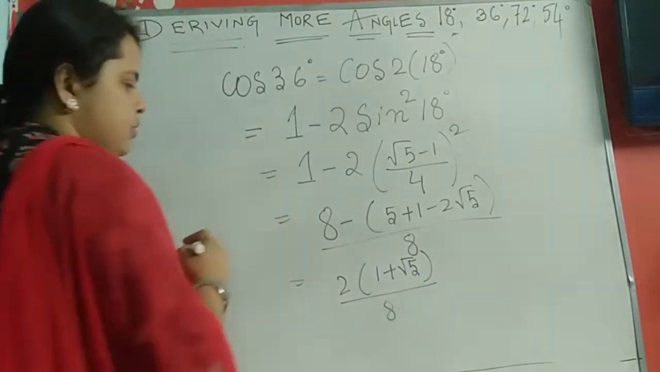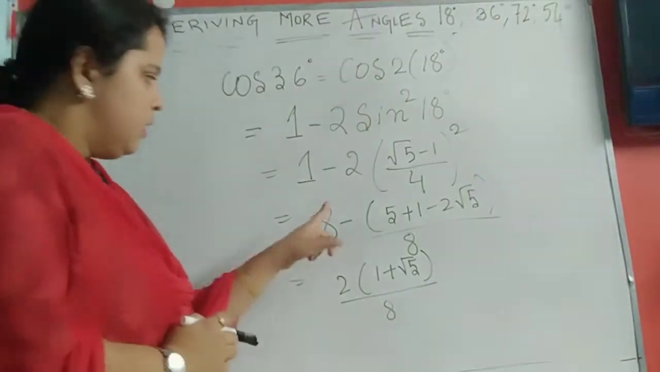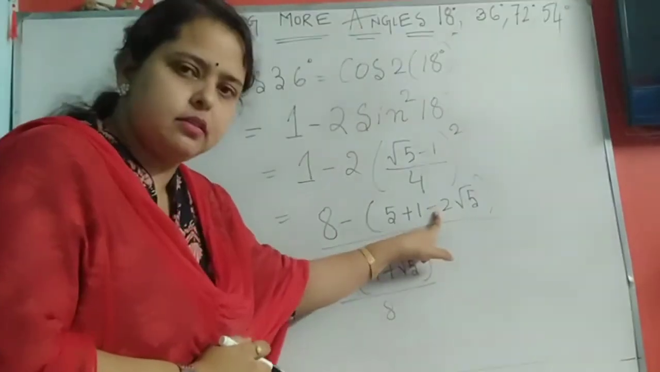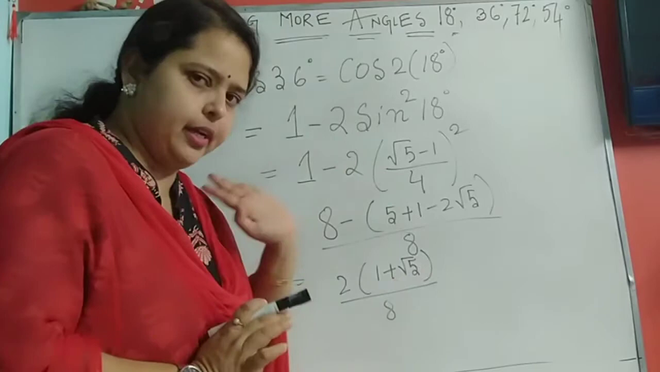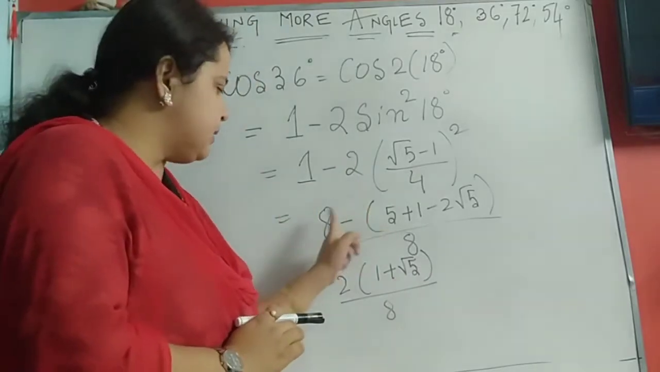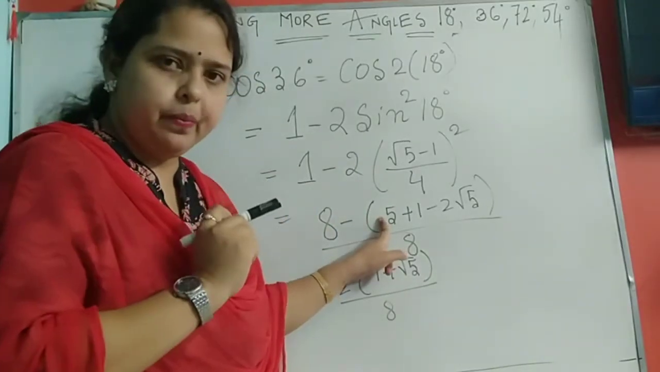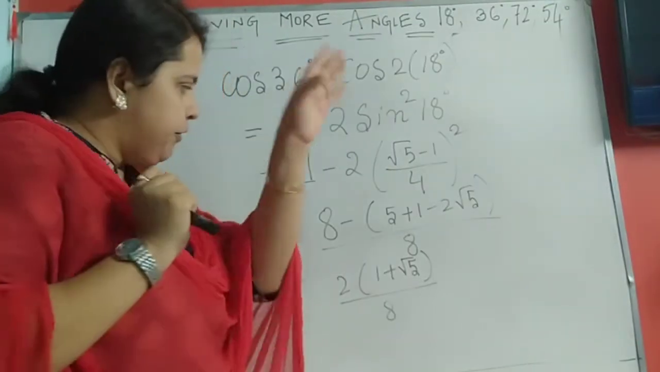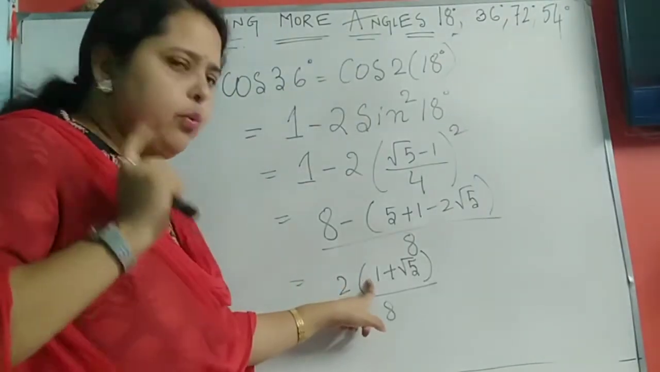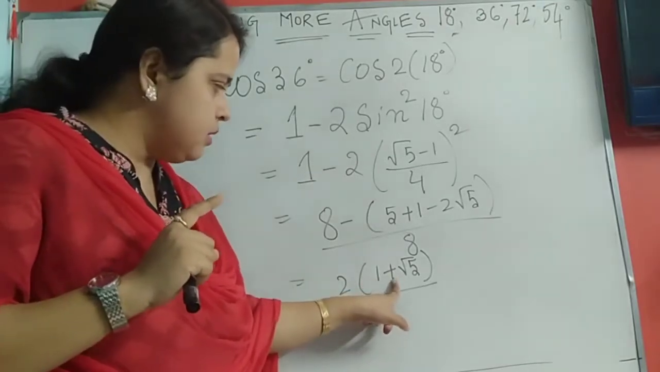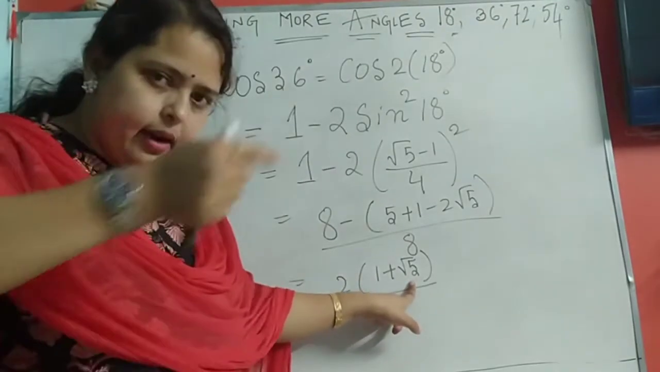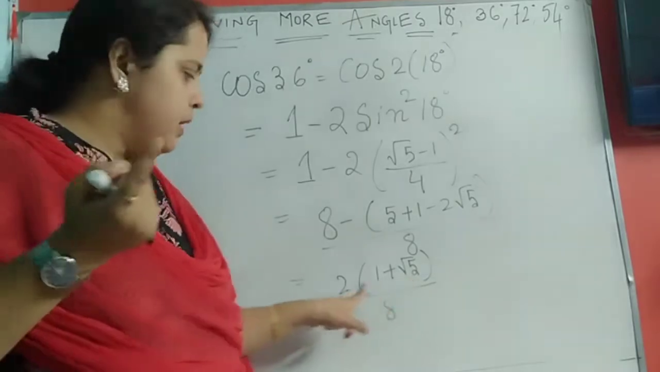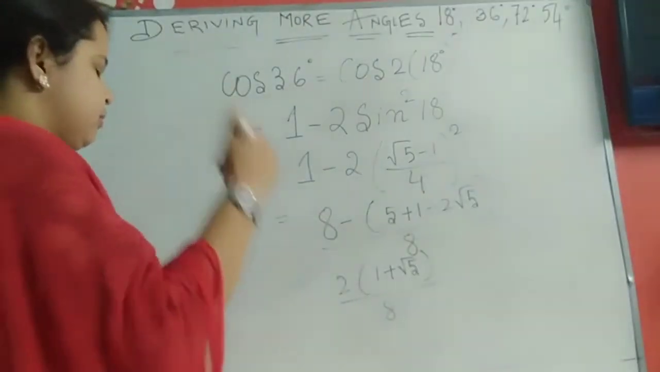See what I am trying to do here. This minus minus will become plus. So 2 root 5. Okay. And this is 8 minus 6, which is 2. Okay. That 2 is common. If 2 is common, it will give you 1 plus the 2 root 5, and from there also a 2 is common. So root 5. So it cancels down to 4.